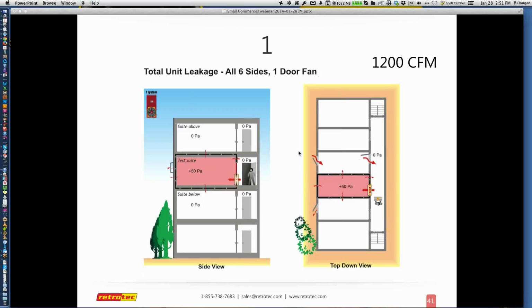If I can actually use those adjoining areas with an additional blower door, now I can make some conclusions as to where my leakage is, directly from my unit to outside, or how much I am leaking to adjacent units. So when I just did the single unit that I have, it was leaking 1200 CFM based upon this single blower door test.